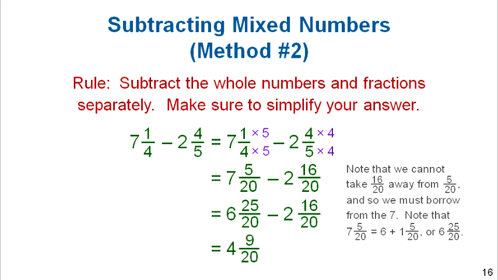Now I can subtract the whole numbers and the fractions separately. Note that 6 minus 2 is equal to 4, and that 25 over 20 minus 16 over 20 is equal to 9 over 20. Again, notice that this answer agrees with the answer that we found earlier, and so both methods give us the same answer.